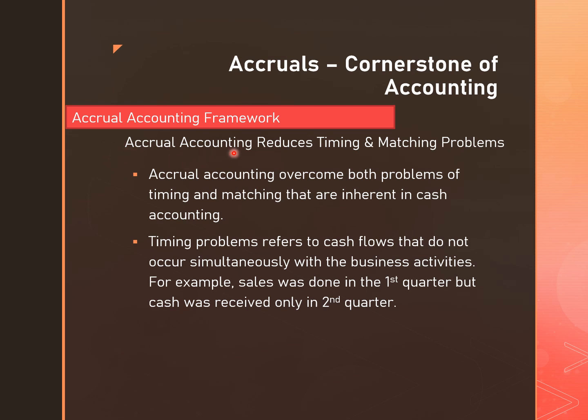Next, we're going to look at how accrual accounting reduces timing and matching problems. Accrual accounting overcomes both problems in terms of timing and matching because these two are the inherent limitations of cash accounting. Timing problem refers to the cash flow that does not occur simultaneously with the business activities. So for example, the sales was done in the first quarter, but the cash was only received in the second quarter. So if you use the cash flow method, you will fail to recognize this, because the credit sale was made in the first quarter, but the collection from the sale was only received in the second quarter.